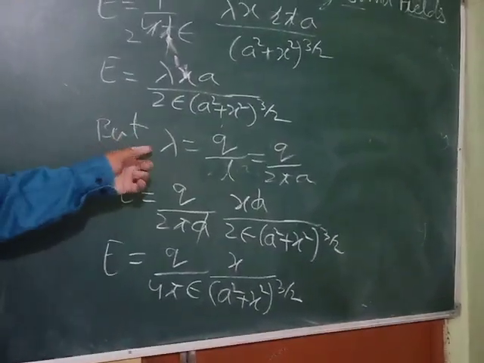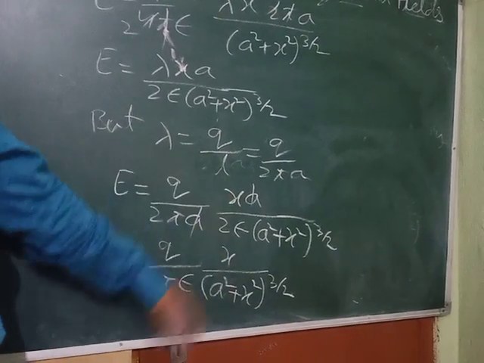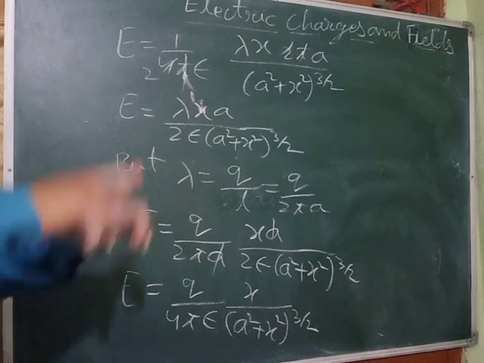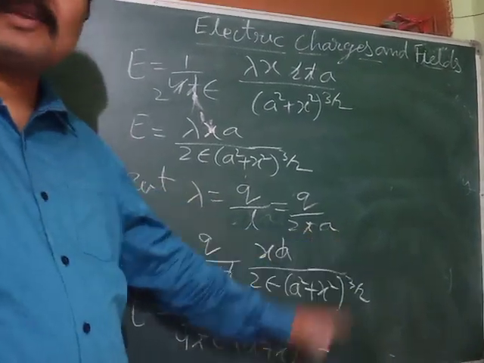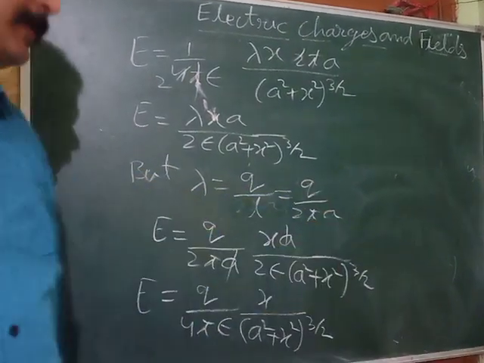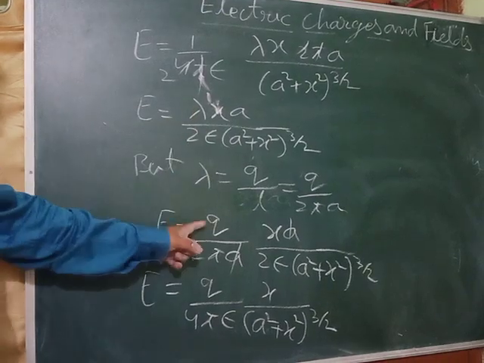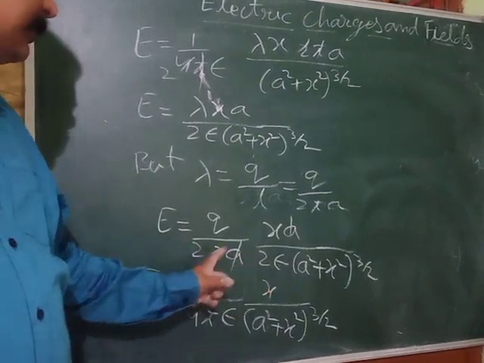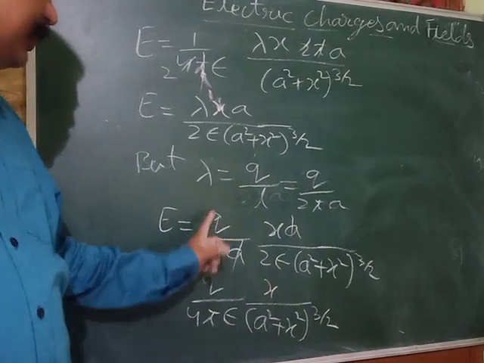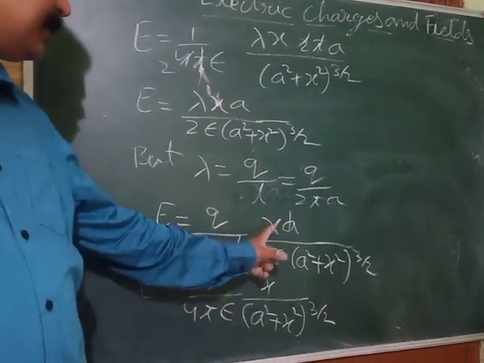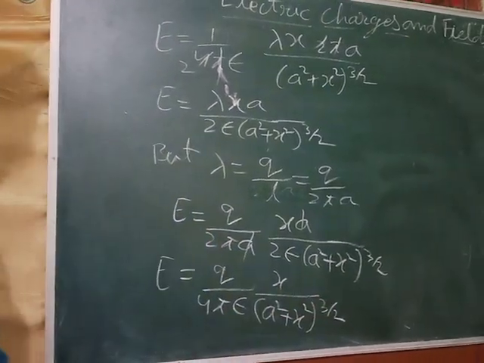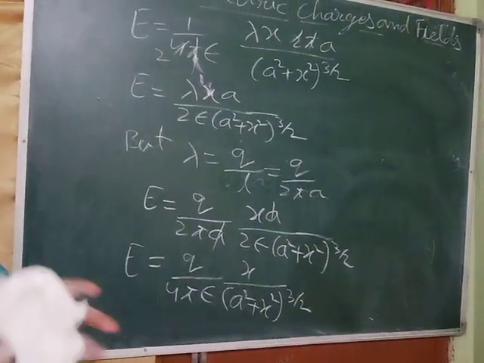But we know that lambda, the linear charge density, is q by L. But what is L? The length of the ring or circular loop. The length of the circular loop is how much? 2 pi a, its circumference. So q upon 2 pi a. We can put q by 2 pi a in place of lambda. A will cancel out. 2 into 2, 4 pi and epsilon. So q by 4 pi epsilon, here x will be left, and this is there: (a square plus x square) whole raised to the power 3 by 2. So this expression we get.